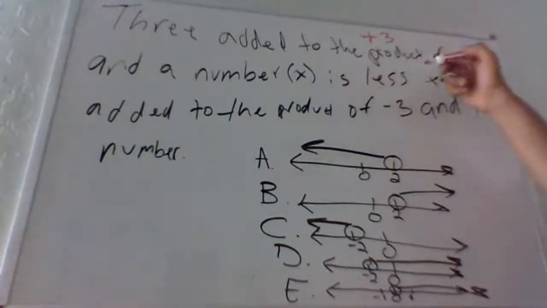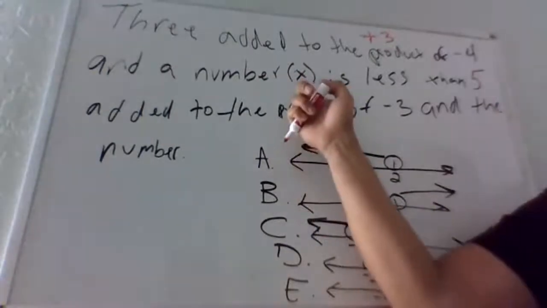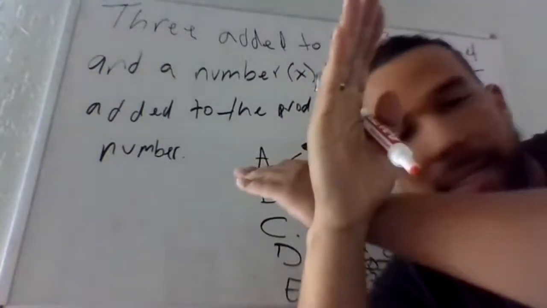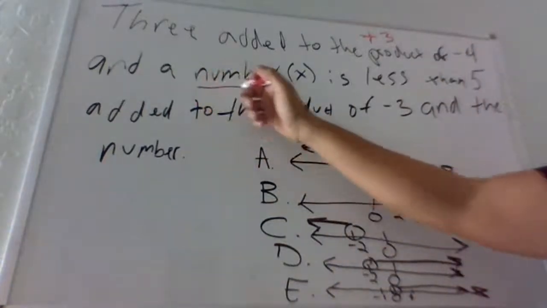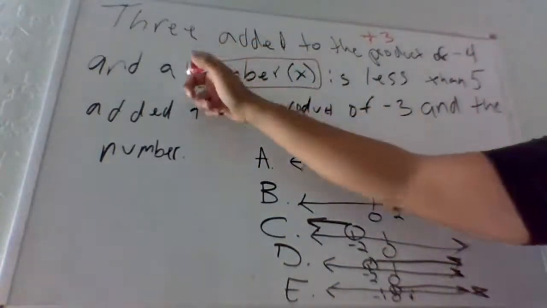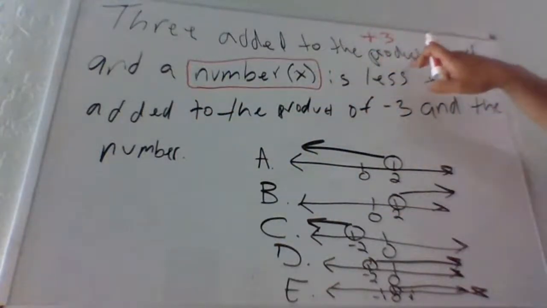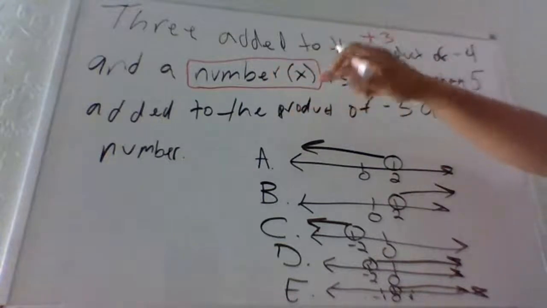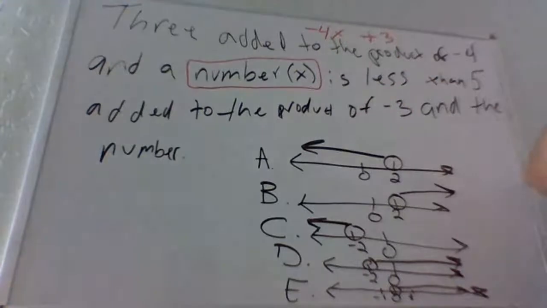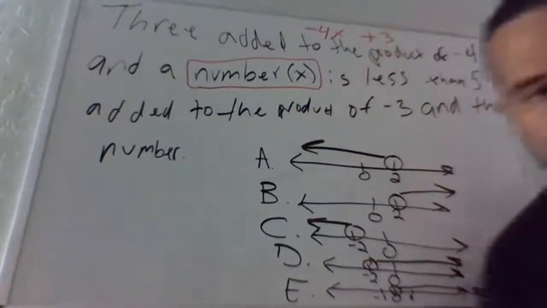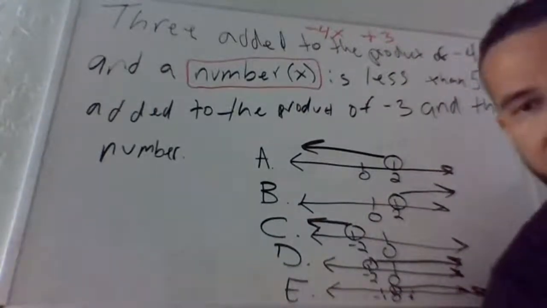Okay. The product of -4 and a number. They kind of gave you a little bit of help here. They said a number equals X, meaning the unknown number, right? So anytime you see the word number, you know we're talking about X. So we're adding 3 to the product of -4 and a number. That's -4 and X, meaning a number we don't know. Does this make sense so far? We have -4X plus 3. Does that make sense so far?